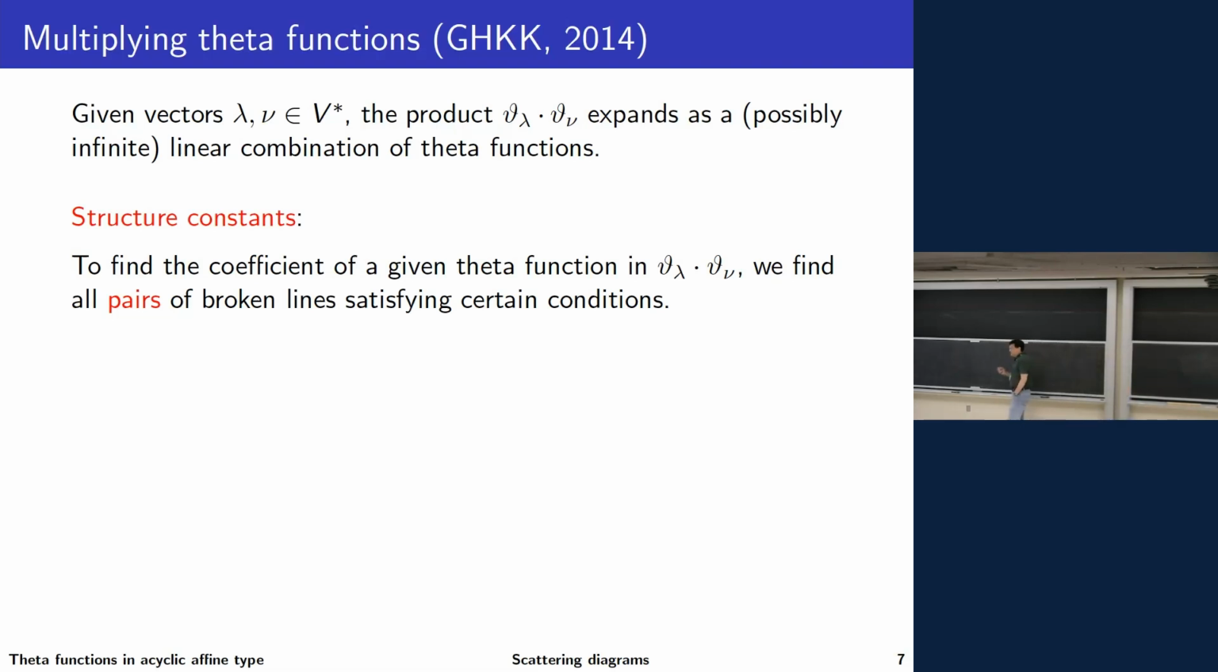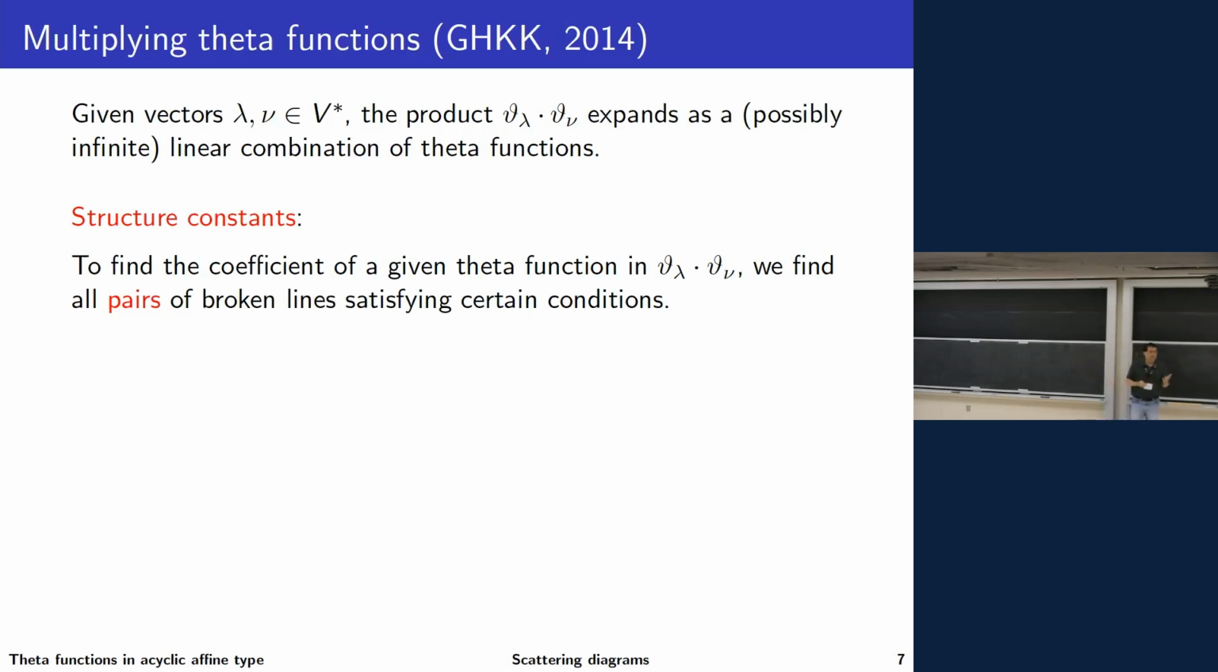from just actually computing the theta functions and then working it all out, you have to find pairs of broken lines. So you find all pairs of broken lines that satisfy certain conditions, and those pairs specify a theta function and also a monomial in the y's, and so you sum up that monomial times those theta functions, and that's what your product is.